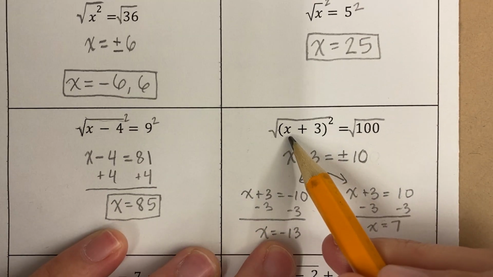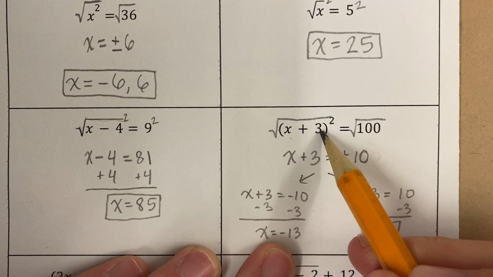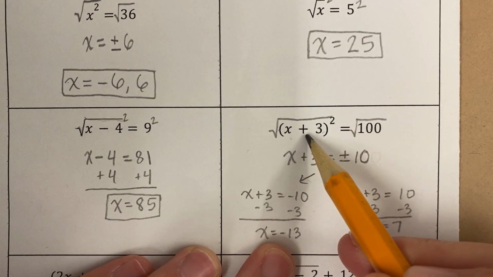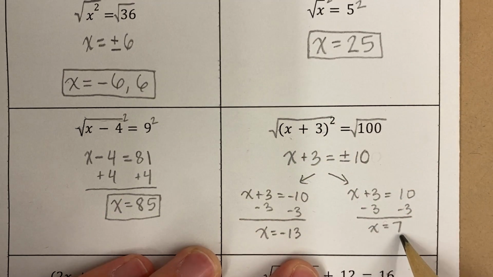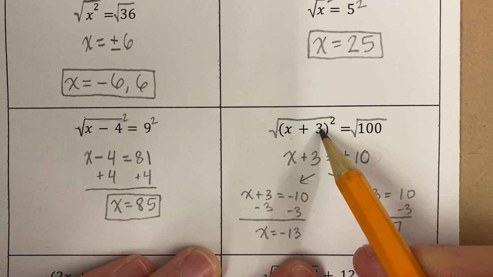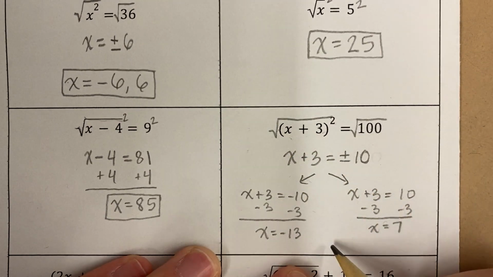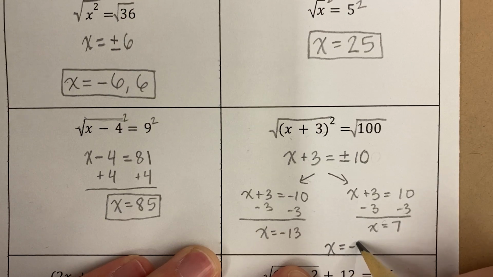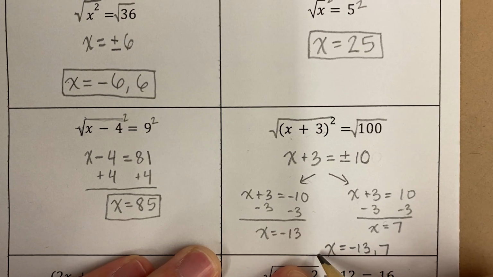Look, let's check. If I plug in negative 13 here, that's negative 13 plus 3, that's negative 10. Then when I square it, that's negative 10 times negative 10 equals 100. Perfect. Let's see 7. 7 plus 3, that's 10, and then I square it, I get 100. Perfect. So I'm going to write x equals negative 13, comma 7.